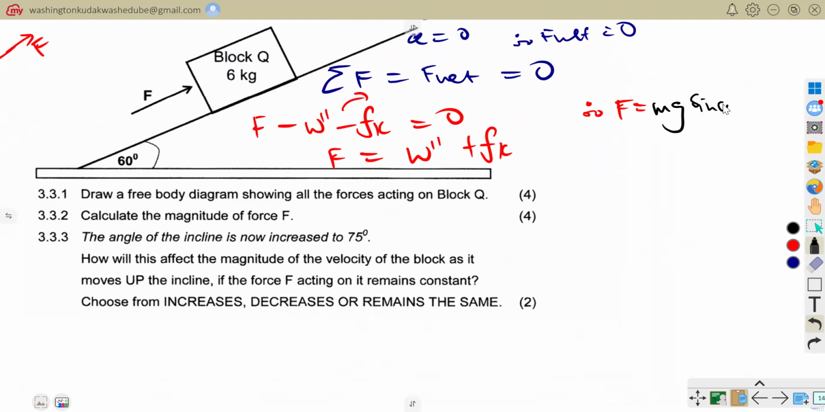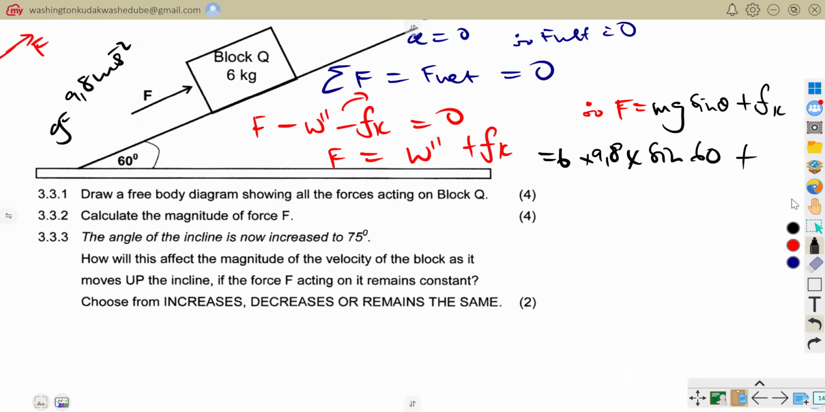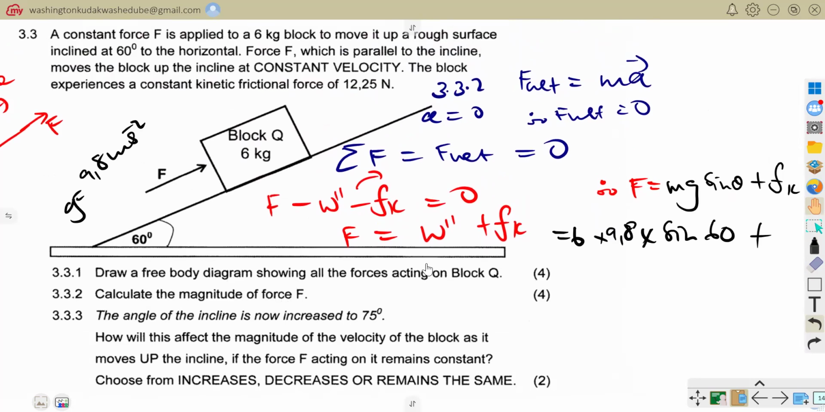mg sine theta plus my frictional kinetic force. And I know that this would simply be, my mass is 6 kg, and then 9.8, which is my gravitational acceleration. I know that g is always equal to 9.8 meters per second squared. We will always be given this, and then sine, my angle there is 60, and then plus what is the frictional force that was given there? They say the kinetic frictional force is 12.25.